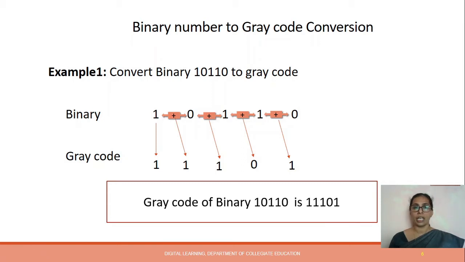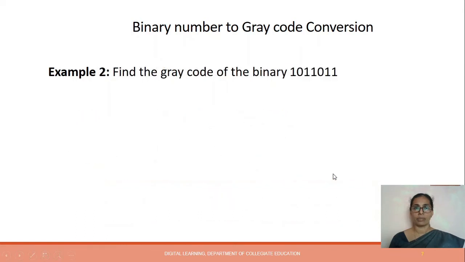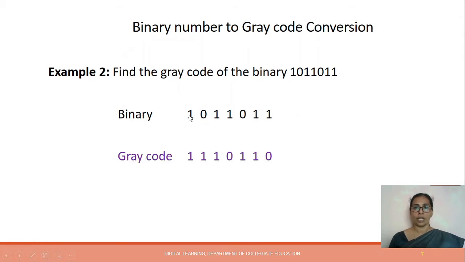So the rules are: the most significant bit in binary and the gray code will be the same, and the next bits are found by adding the adjacent pair of bits in the binary number. While adding, if there is any carry, then remove that carry and write only the sum bit. Let's see one more example. Find the gray code of the binary 1011011. The given binary number is this one. So let's do the conversion.